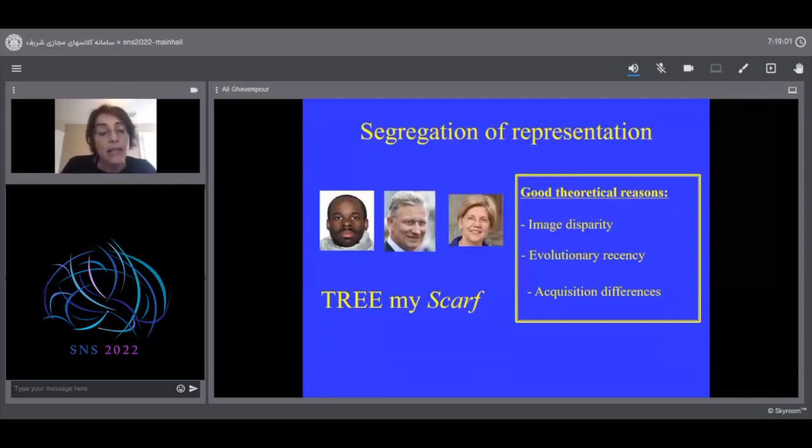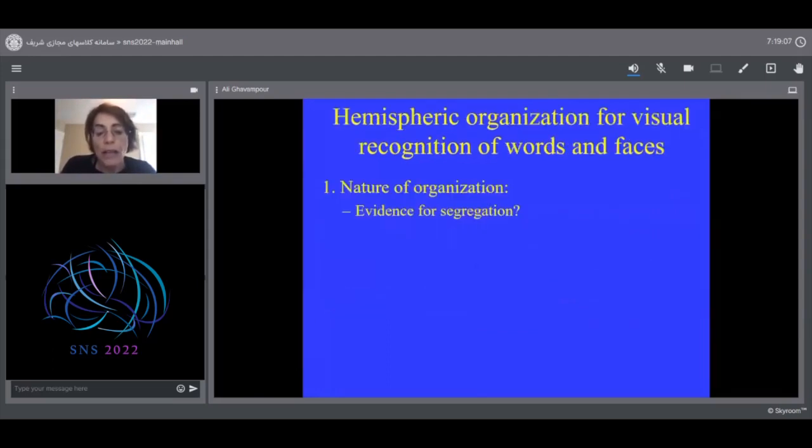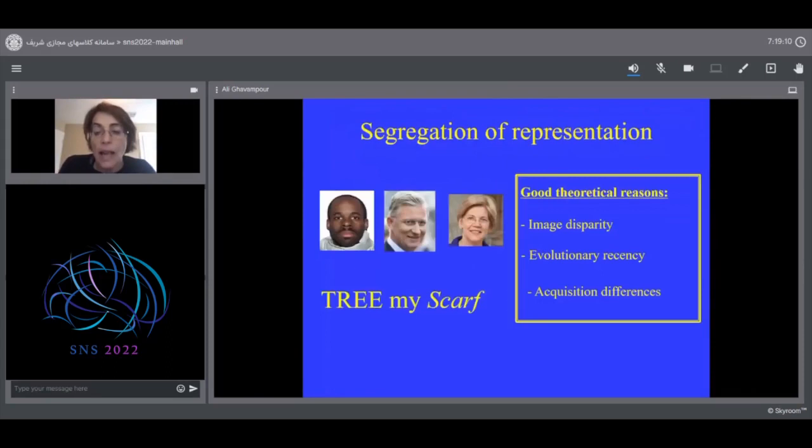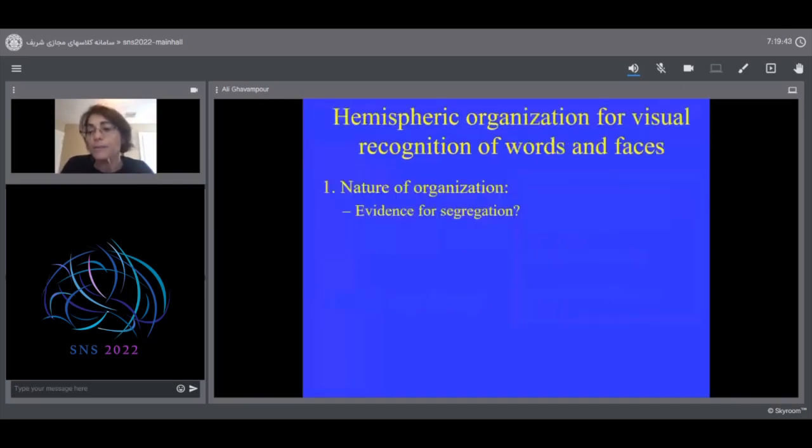Another theoretical reason is that faces have been around on the evolutionary timescale for much longer than words, where kids have to go to school in order to be able to learn to read. And in fact, in our culture, only in the last, say, 200 years has the general population had access to literacy. And finally, there are acquisition differences. Babies grow up, they learn to recognize faces, but to learn word reading, kids typically have to go to school and receive a lot of drill on the ability to read.